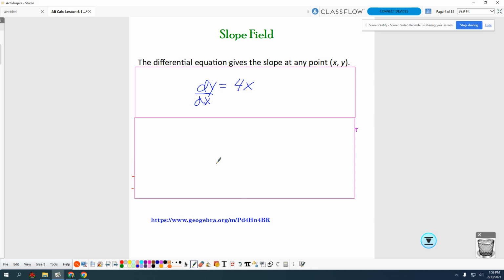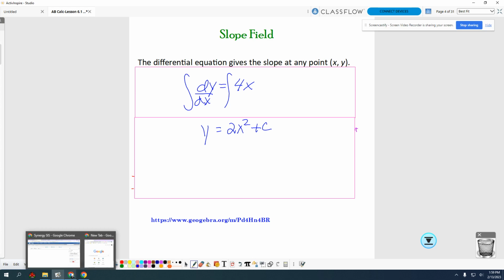Isaiah, what's the integral of 4x? So it's like, raise the power, divide by the new power. We're missing something. Plus c. So a slope field is all of the integration things that could have been.